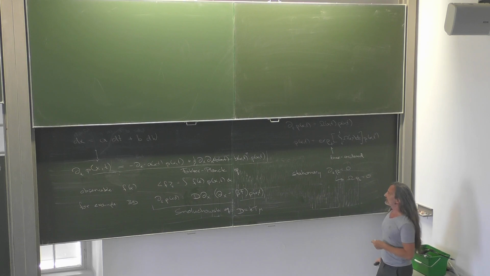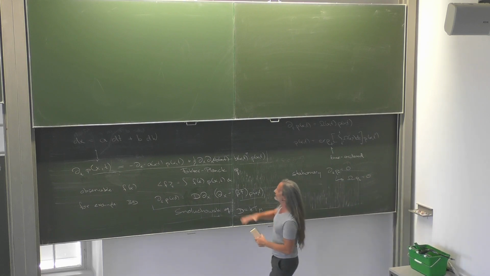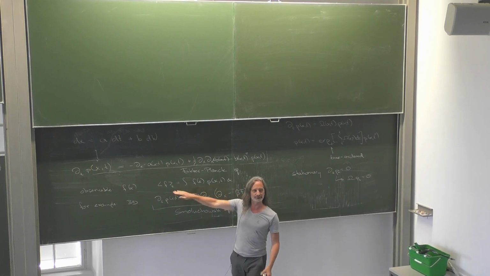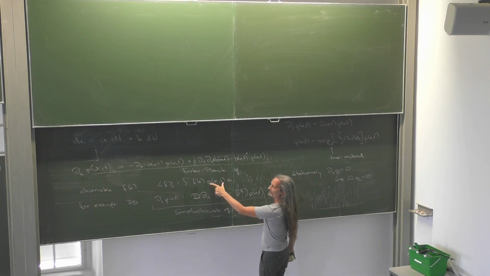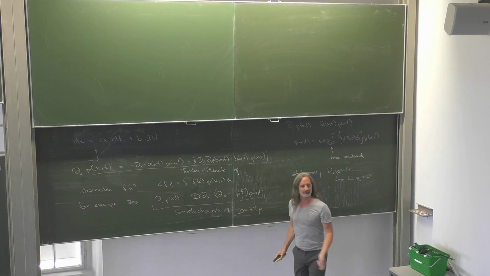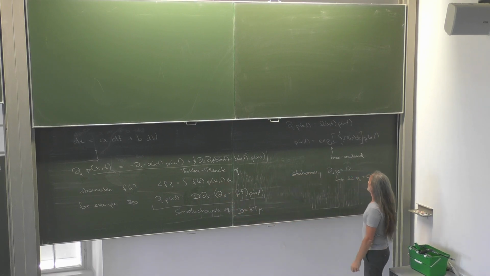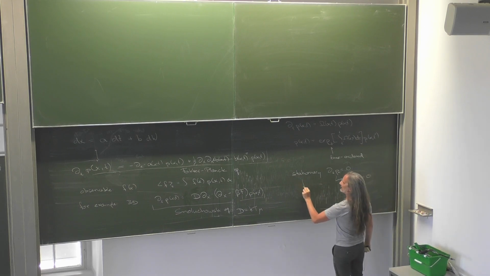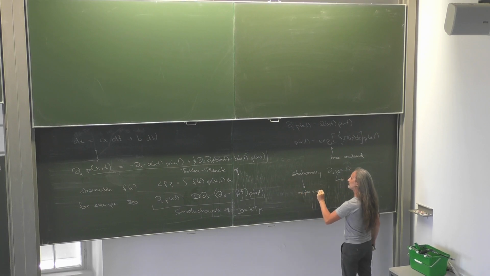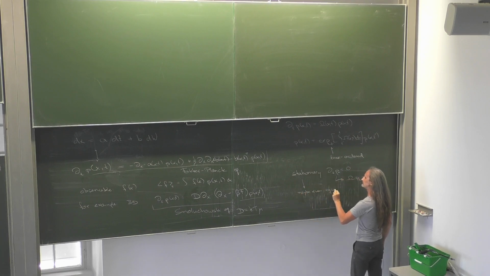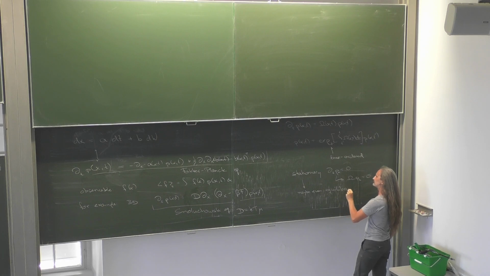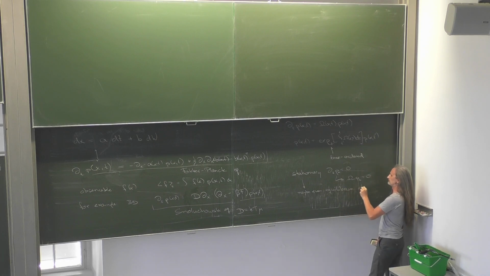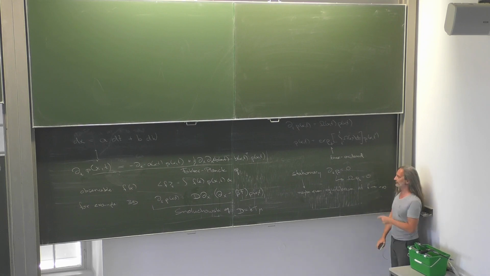Now, how can we make progress with this? Remember, what I want to do is calculate averages like this, and I want to replace this by something that is a bit more tractable. Let's assume that my stationary solution holds, maybe in the infinite past, my system was in equilibrium.